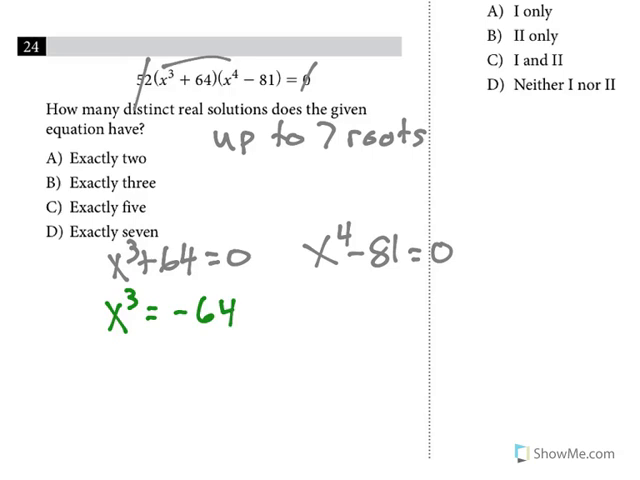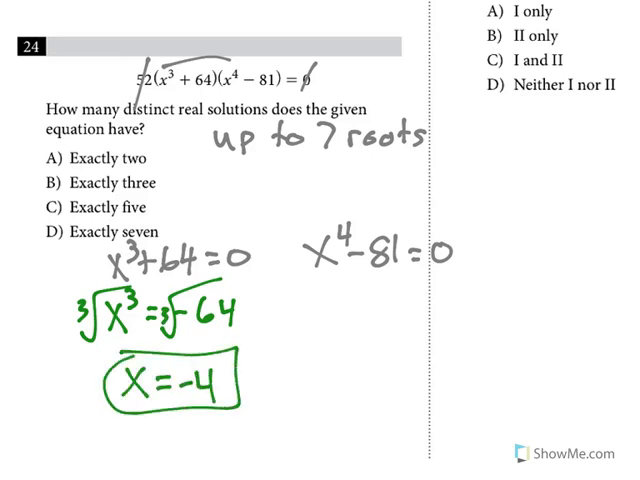Now remember, it's okay to have a cubic that's negative, right? So if I take the cube root of both sides, I only get one root though, right? Because obviously if x is 4, 4 cubed is 64 plus 64, that's not 0. But negative 4 absolutely works, right? Negative 4 cubed is negative 64 plus 64 is 0. That works.